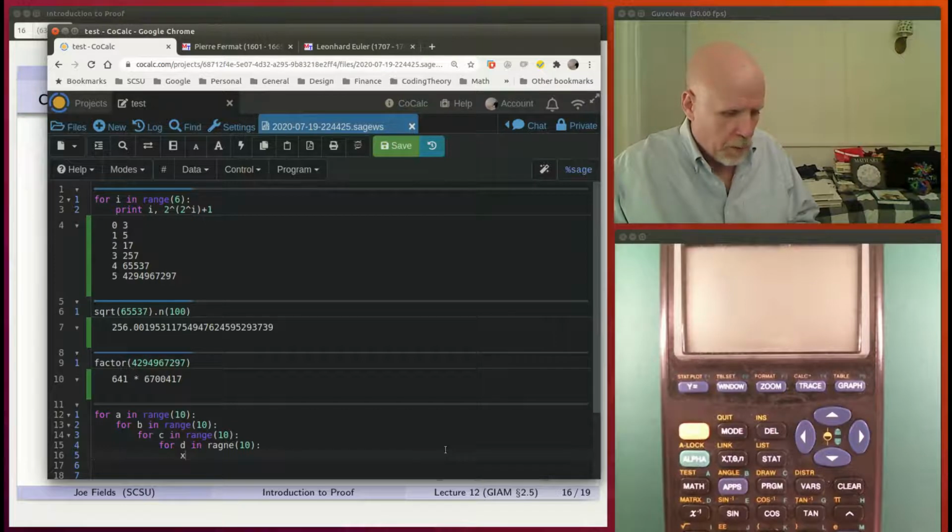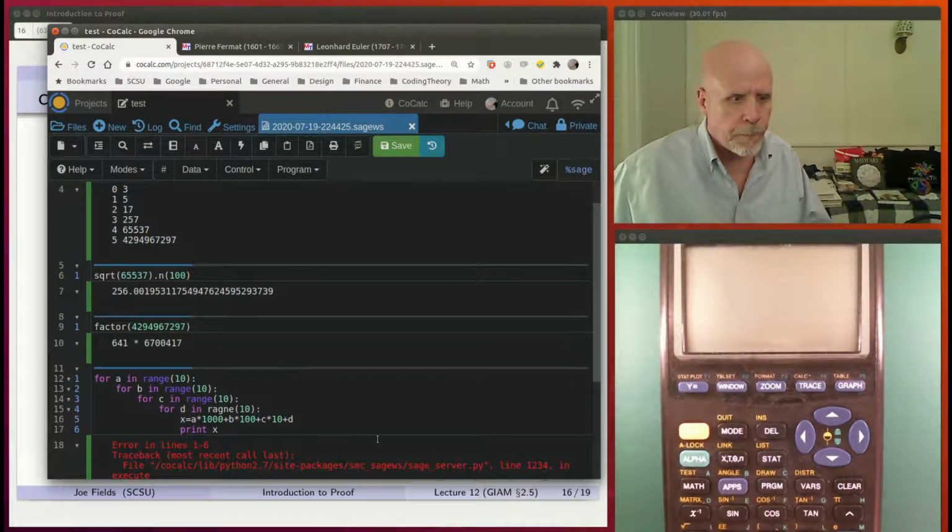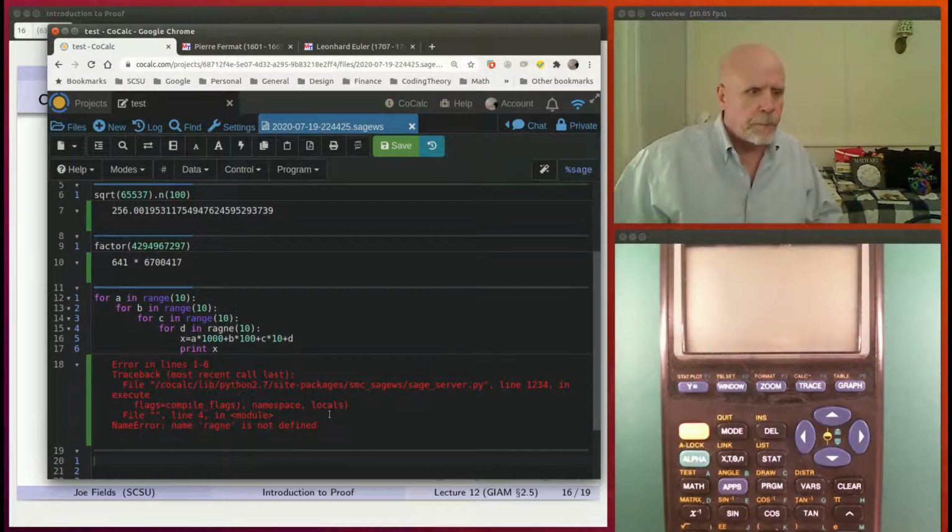So what is this number that has those digits? Well, A is in the thousands place, and B is in the hundreds place. C is in the tens place, and D is in the units place. And so let's just first print X. We'll run these loops. Uh-oh, what did I do wrong? I spelled range wrong in one of these. Oh yeah, look at that, rangy.